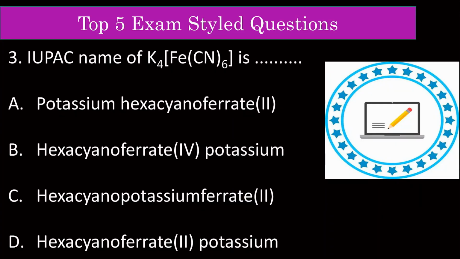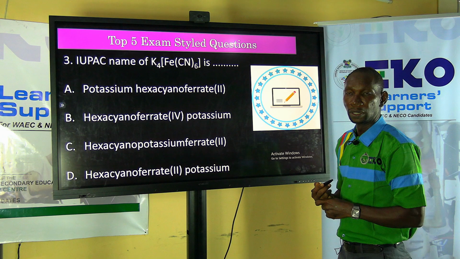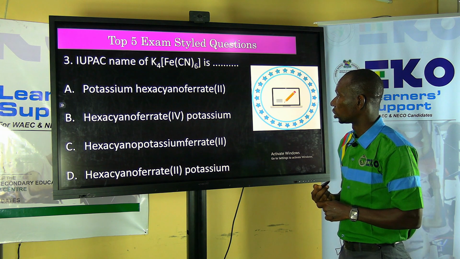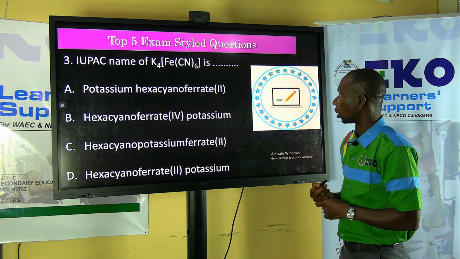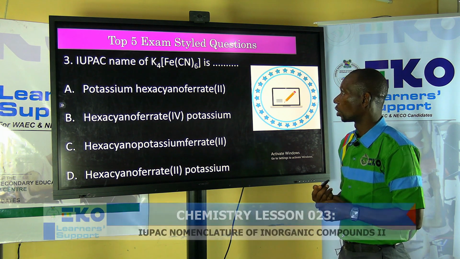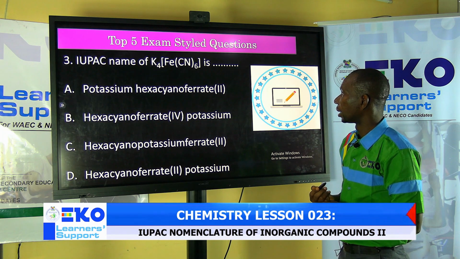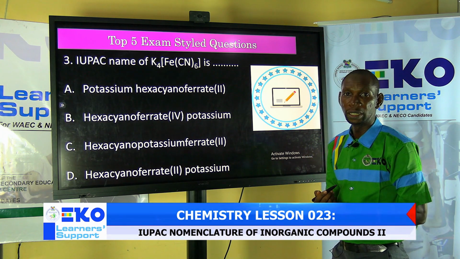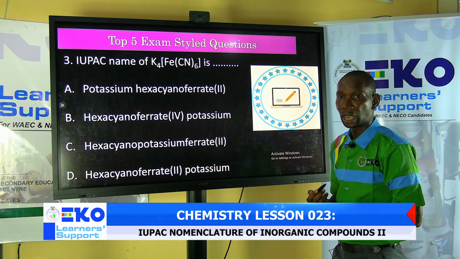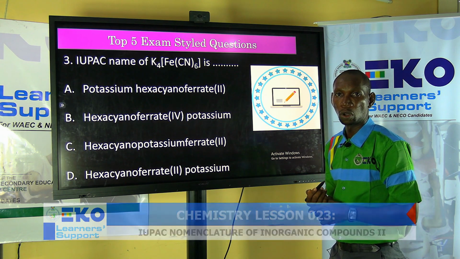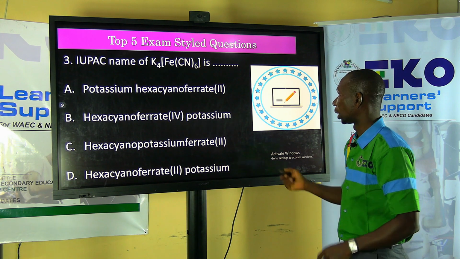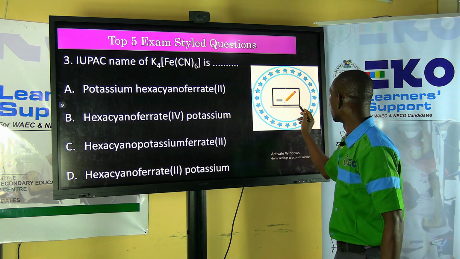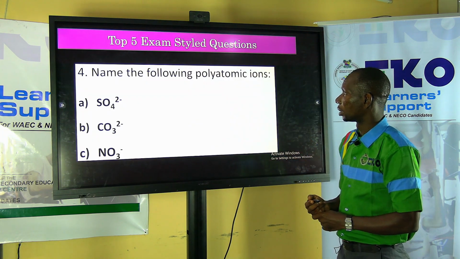IUPAC name for this compound is, try it and let me see what you got. The correct answer is option A, and that is potassium hexacyanoferrate 2. This is actually a complex, what we call a coordination compound. So the correct answer is A. Let's look at number 4.